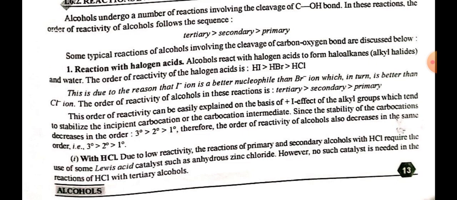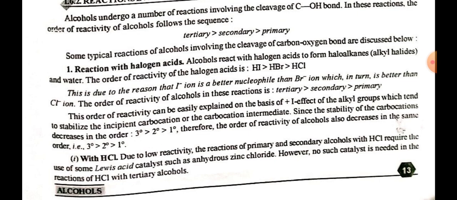Alcohols react with halogen acids to form haloalkanes, alkyl halides, and water. The order of reactivity of halogen acids is HI, HBr, HCl. This is due to the reason that iodide is a better nucleophile than bromide, which in turn is better than chloride ion. The order of reactivity of alcohols in these reactions is tertiary, secondary, primary.